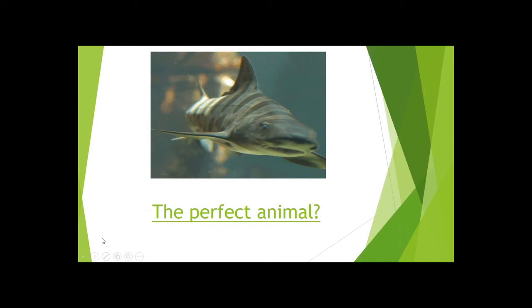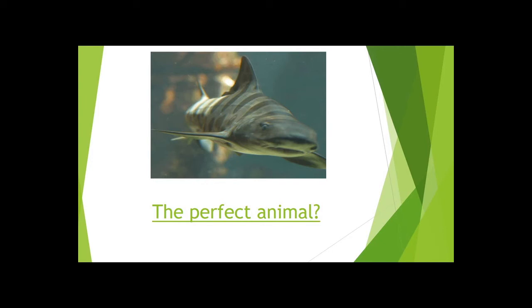Okay, we've looked at plants. What about animals? In this image I have a tiger shark, and the question is the perfect animal. Please write tiger shark in your book, and you can do bullet points or a mind map. Why has this animal adapted so well to its surroundings? Okay, so pause the video to do that and resume when you're ready.